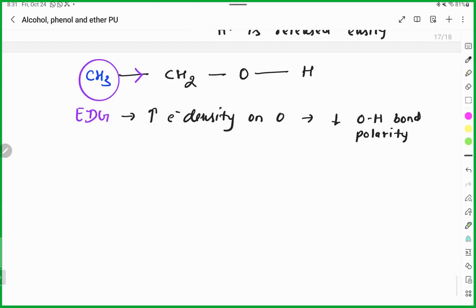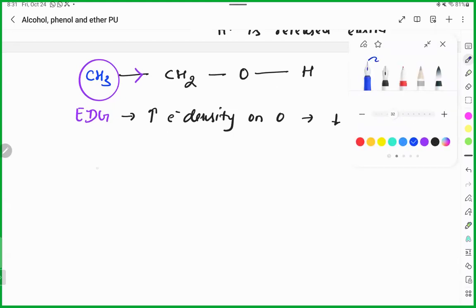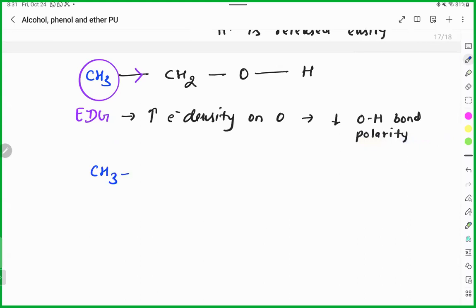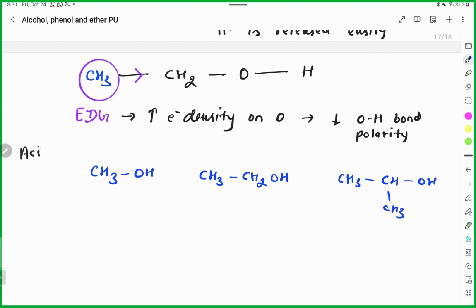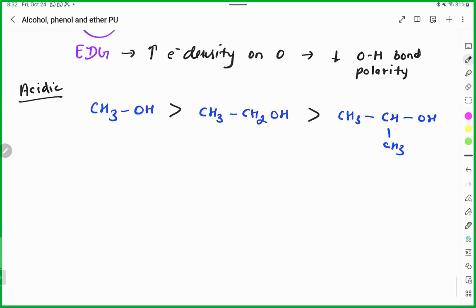Okay. Example, Samarth, now you tell me if you have these compounds: CH3OH, CH3CH2OH, and CH3CH2CH2OH. In which one do you have maximum acidic character? Sir, in methanol. Methanol. Any doubt? No, sir. Understood. Okay, so then you have one more question.